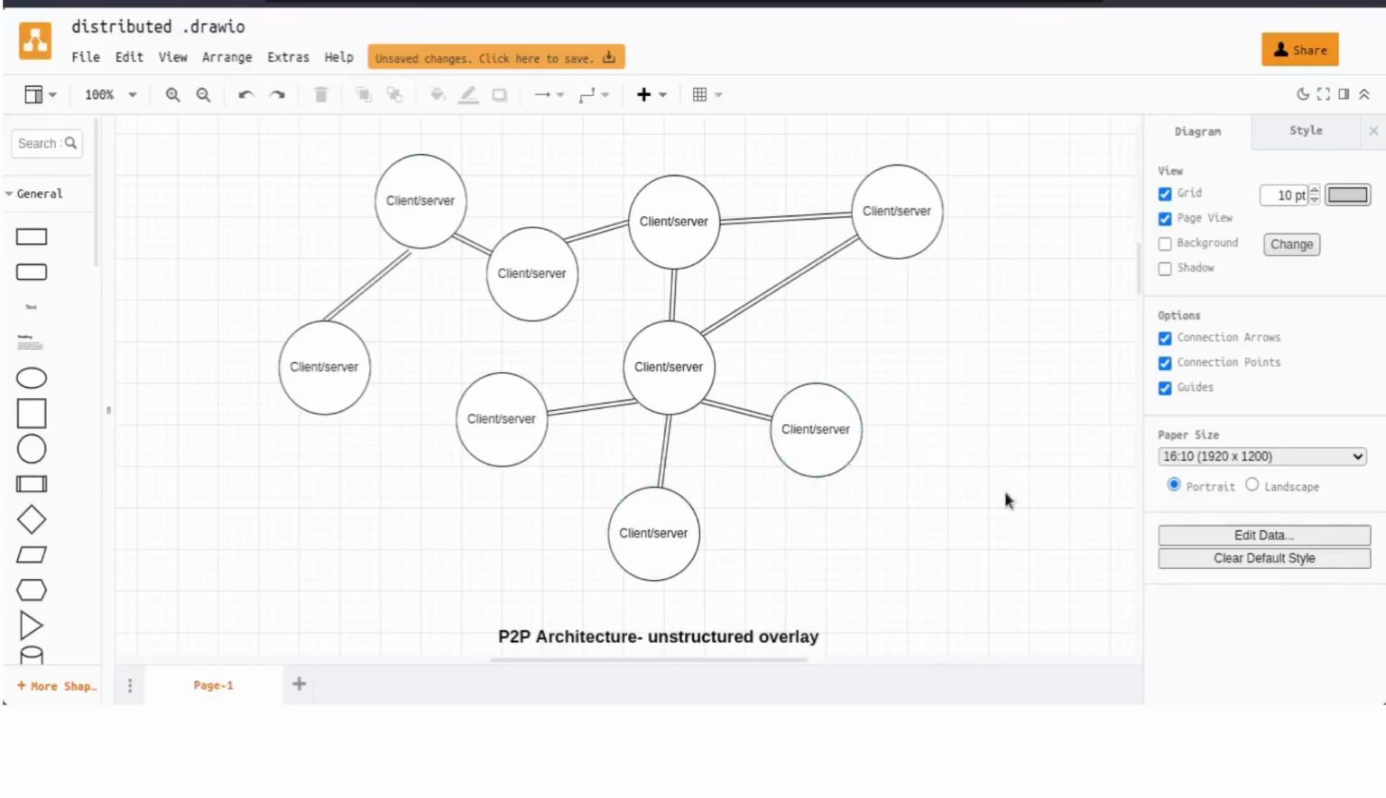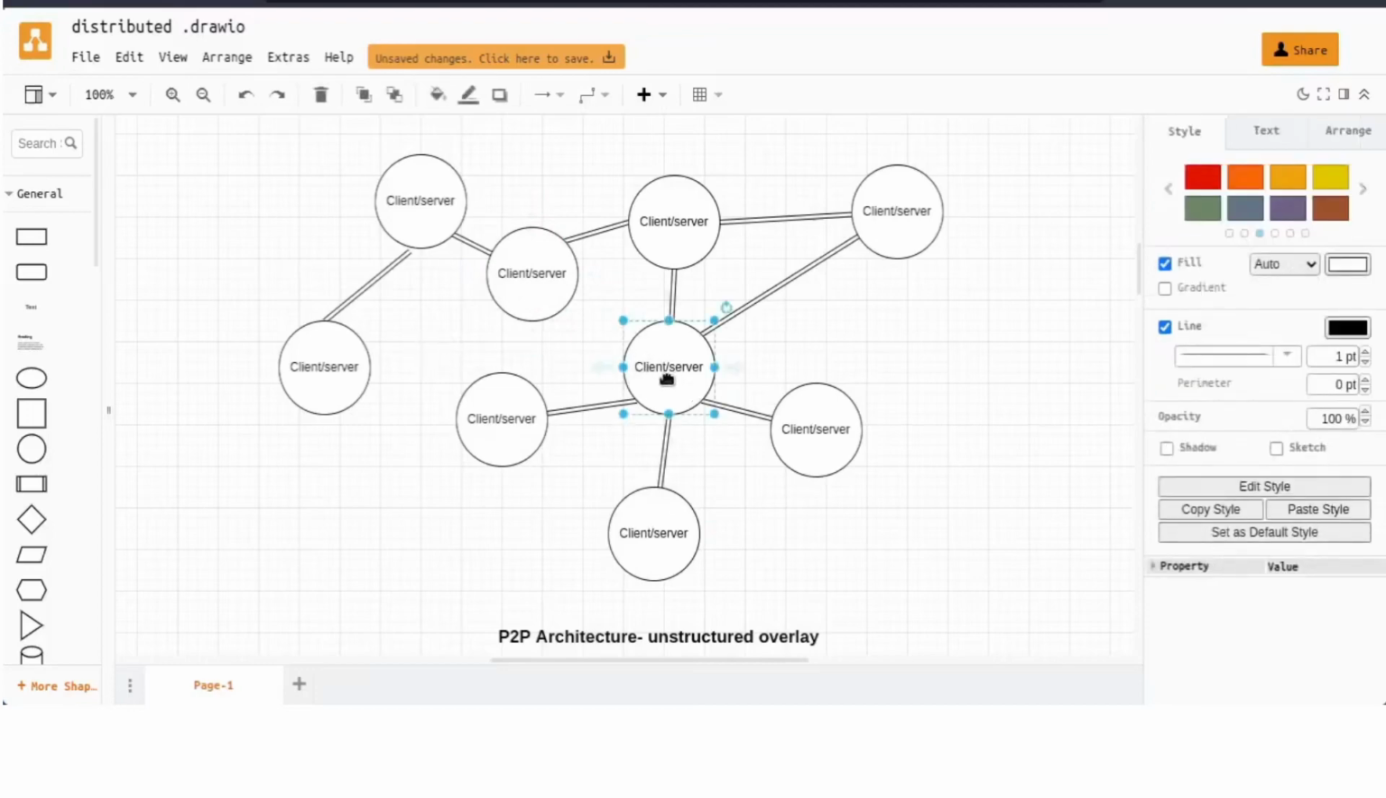In unstructured overlays, the network graph is pretty much random. Generally, they don't have a restriction on how nodes should connect to each other, but you would obviously have a certain maximum number of neighbors, as we said previously. And also the data doesn't have to live in one specific place. So if this node is looking for some specific data, let's say an image, the best way of looking for that image is just by requesting its neighbors.